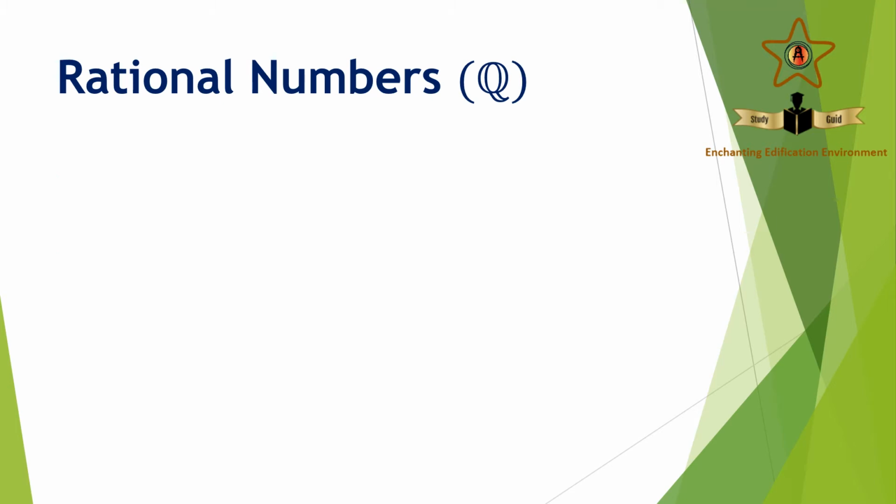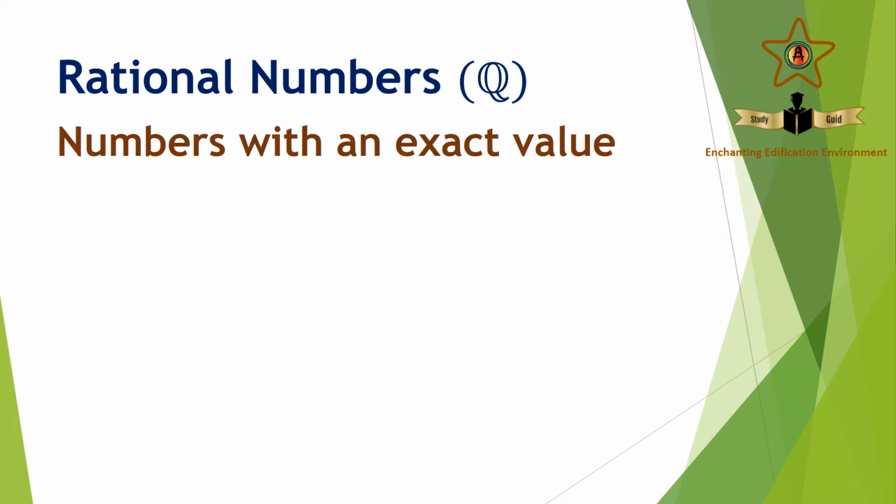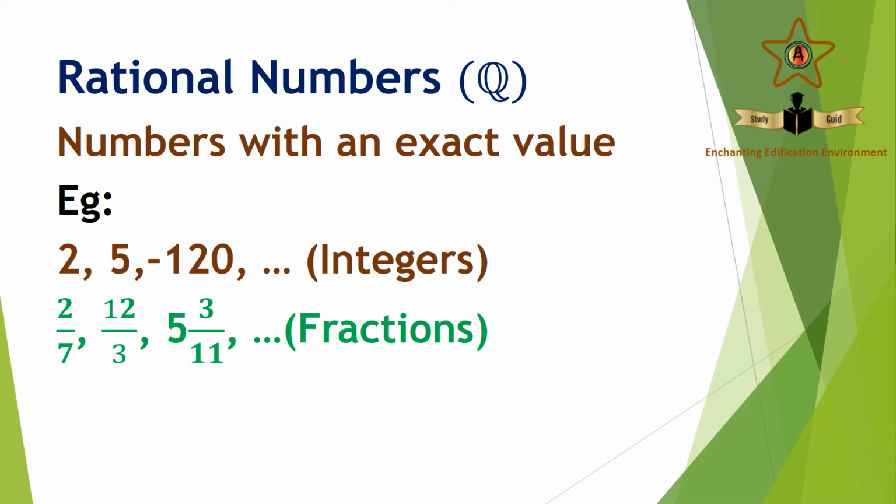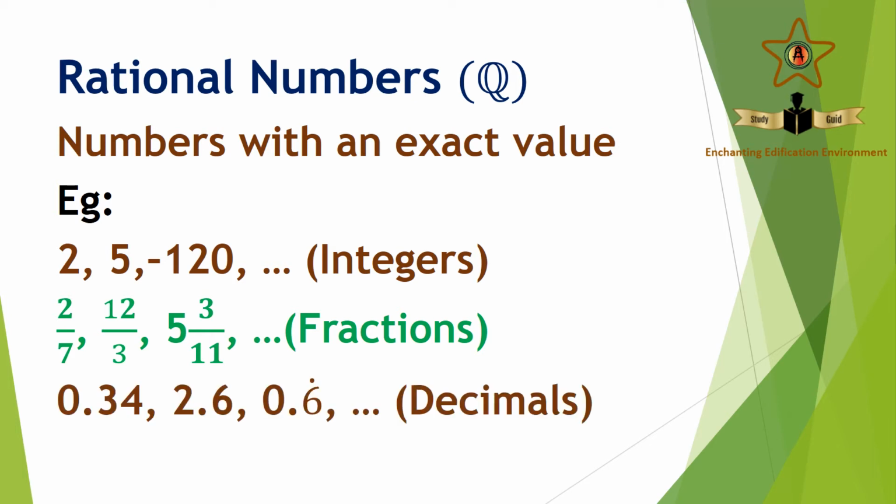Rational numbers, the set of rational numbers is denoted by Q. Rational numbers have an exact value. Example, 2, 5, minus 120, these are known as integers or whole numbers. Fractions, whether they are normal fractions, improper fractions or mixed fractions, they have an exact value. Then decimals, terminating decimals as well as recurring decimals. We know that recurring decimals can be converted into fractions, which means they have an exact value.